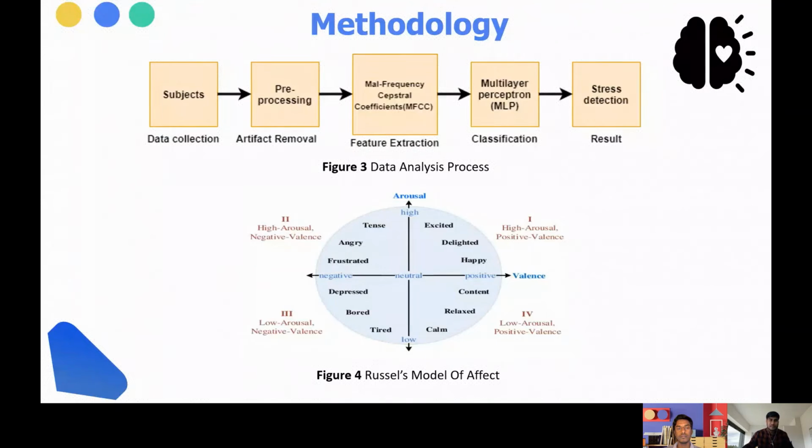At first, collect data from the subject, then pre-processing using artifact removal, then feature extraction using MFCC, then classification by MLP, and then the result for stage detection. After collecting the data from the subject, the data will undergo a process called feature extraction. Feature extraction is used to simplify the dataset to shorten the process of classification. Important features are extracted using MFCC for giving high reliability and accuracy for training the dataset.